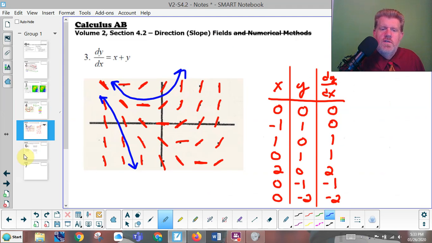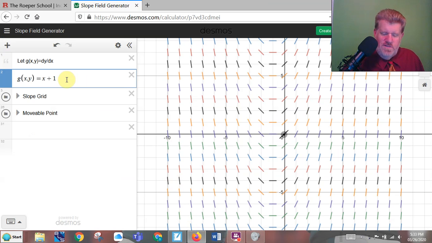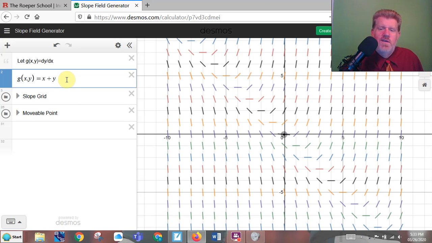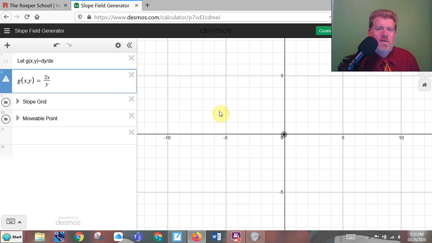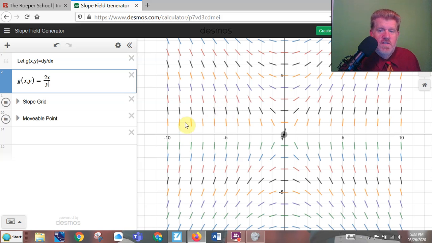This one here was x plus y. Let's see what we get when we put it on here. Instead of x plus 1, we'll do x plus y. And sure enough, look at that. So if we have a point that starts out here, it's just going to shoot up and shoot up and shoot up. Okay, so this will draw any slope field you want. If you want it to be 2x divided by y, that's a slope field. Look at that crazy thing. So these go up, and if you're over here, it kind of shoots down and goes up. So this generates the slope fields for you automatically, so you can get a good visualization of what's going on.